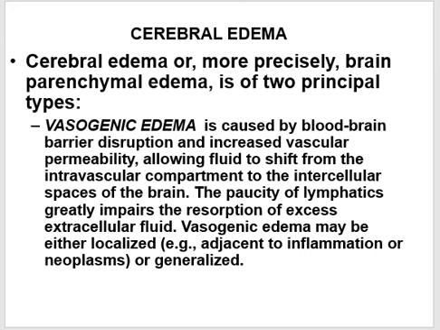Cerebral edema, or more precisely brain parenchymal edema, is of two principal types. Vasogenic edema is caused by blood-brain barrier disruption and increased vascular permeability, allowing fluid to shift from the intravascular compartment to the intercellular spaces of the brain. The paucity of lymphatics greatly impairs the absorption of excess extracellular fluid. Vasogenic edema may be either localized, for example adjacent to inflammation or neoplasms, or generalized.